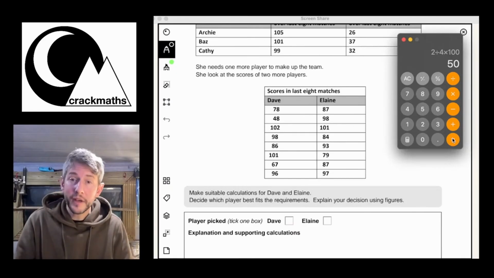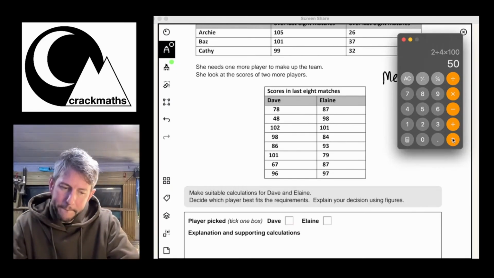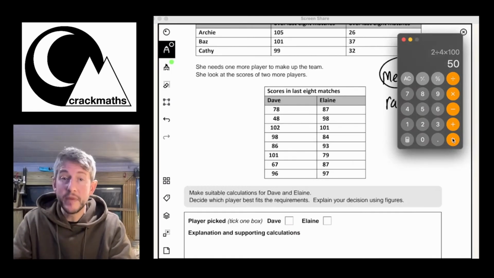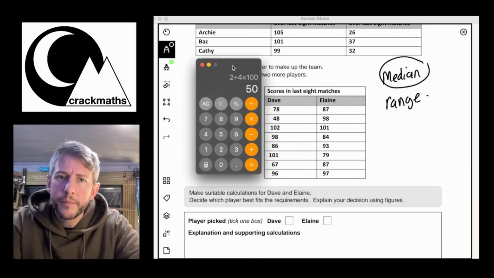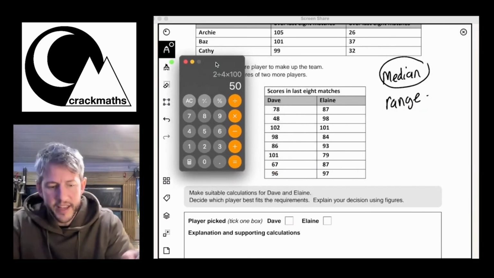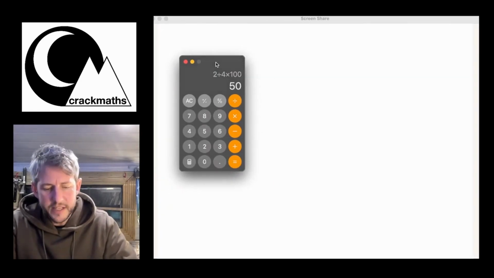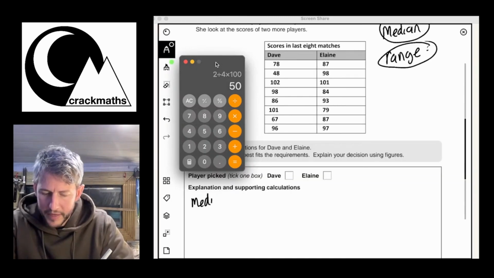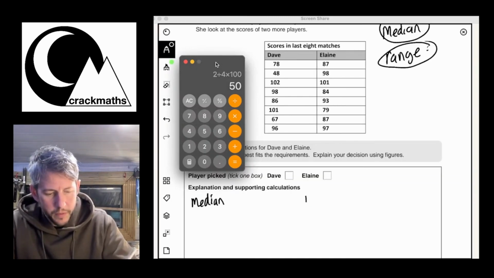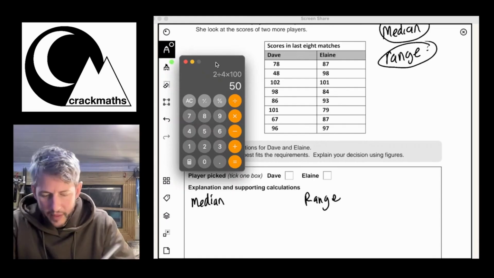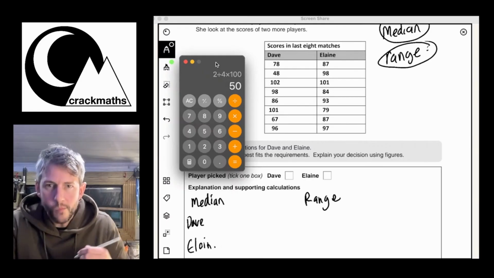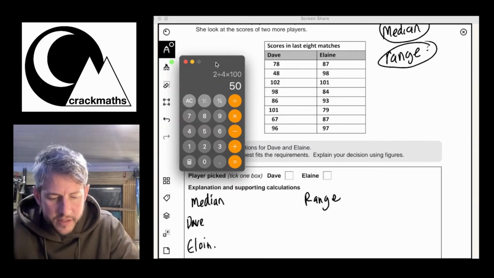So, we are looking at comparing median and range. Okay, so the median is the middle value when they're all put in order, and the range is the highest take away the smallest. Okay, so let's do the medians first. So median, and then we'll compare the range, and then we've got Dave, Elaine. Okay, so let's put Dave's scores in order.